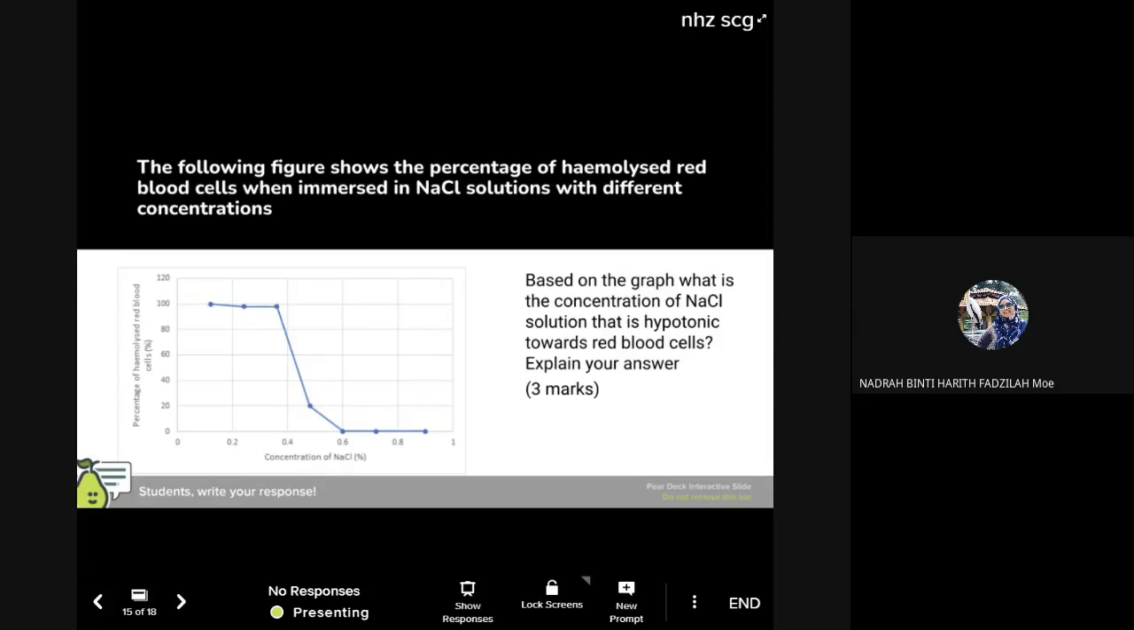And then pada concentration of 0.5 lebih kurang 20% pecah. Pada concentration of 0.6 kita tengok hemolyzed red blood cell tu tak ada yang pecah dah. Zero kan? Okay, can you explain what is the concentration of sodium chloride that is hypotonic towards red blood cell? Concentration antara berapa dengan berapa yang hypotonic? Okay, explain your answer.